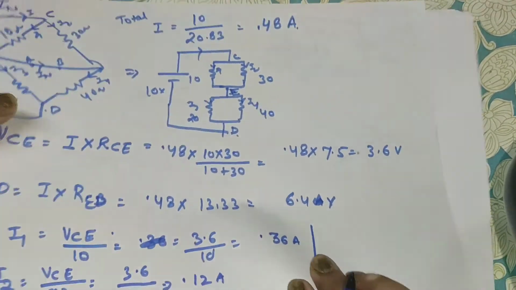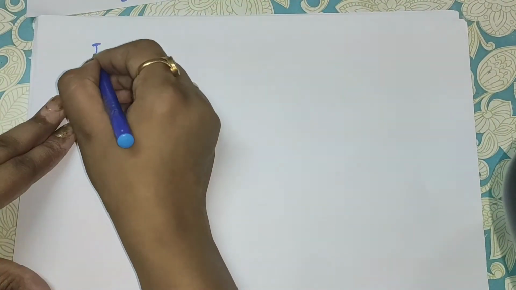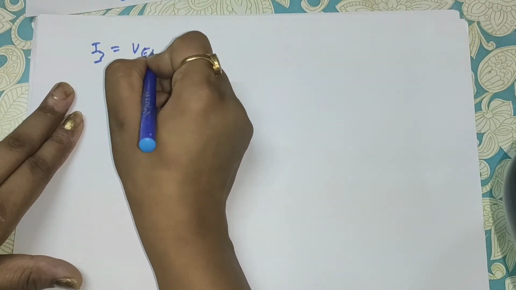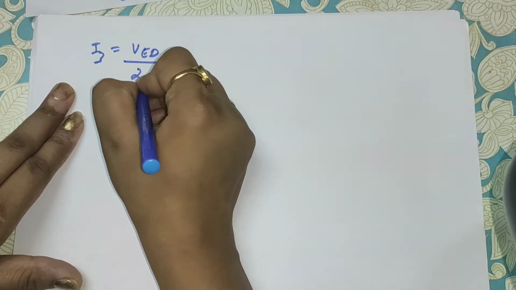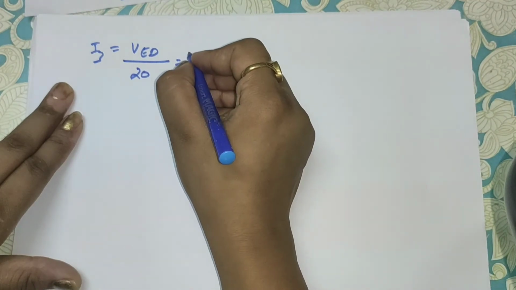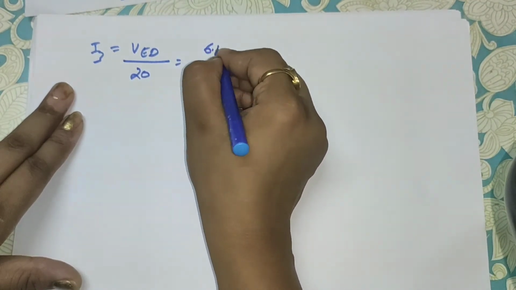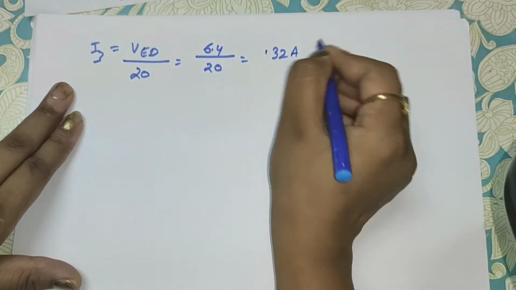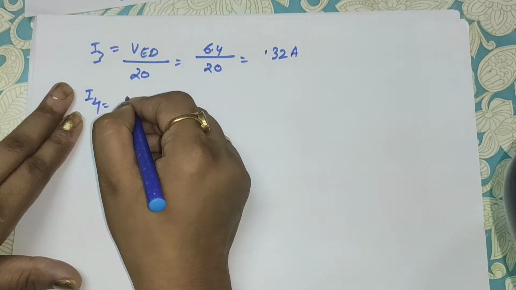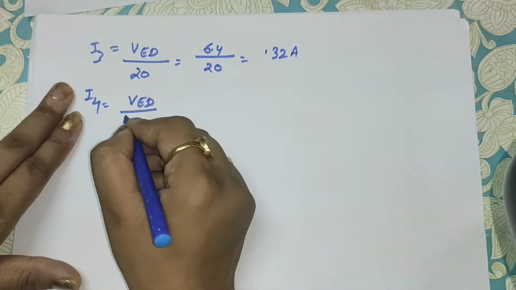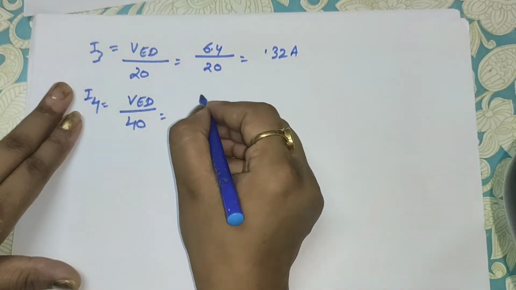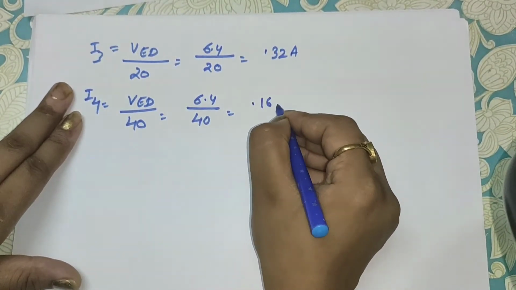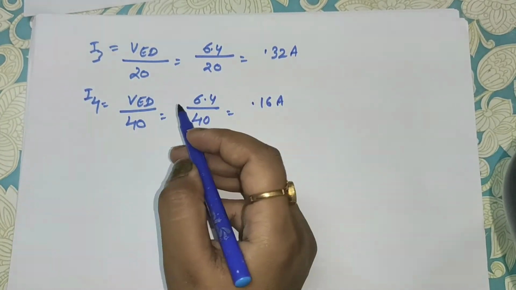Similarly, you will find I3. I3 equals the voltage VED upon the value, which is 20 ohm. VED was 6.4 upon 20 you will find, that is 0.32 ampere. Now I4 is VED upon 40. VED is 6.4 upon 40 you will find, that is 0.16 ampere. You got I1, I2, I3 and I4.